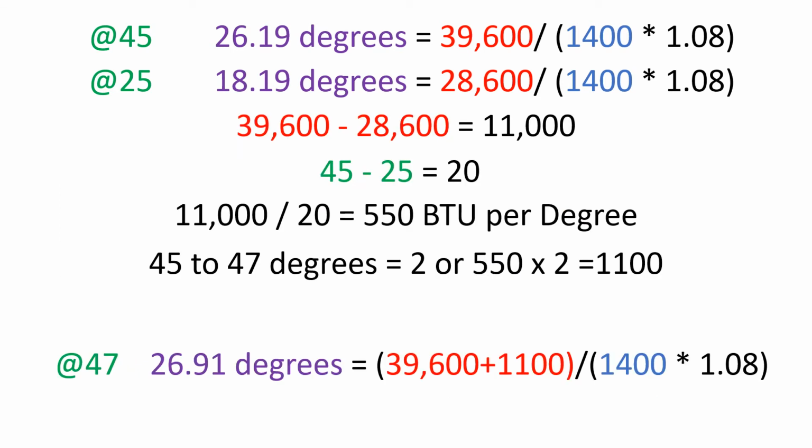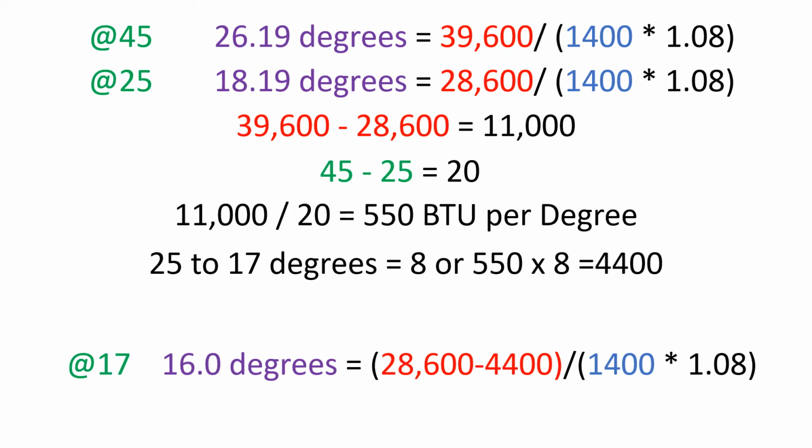If we do a little bit of math, we'll find 20 degree difference divided by our BTU difference of 11,000 gives us our 550 BTUs per degree. So if we take that 45 up to 47, we would add 550 twice. We would see a delta T of 26.91 at our 47 degree outdoor temperature. At our 17 degree outdoor temperature, we would expect the delta T of 16 degrees.